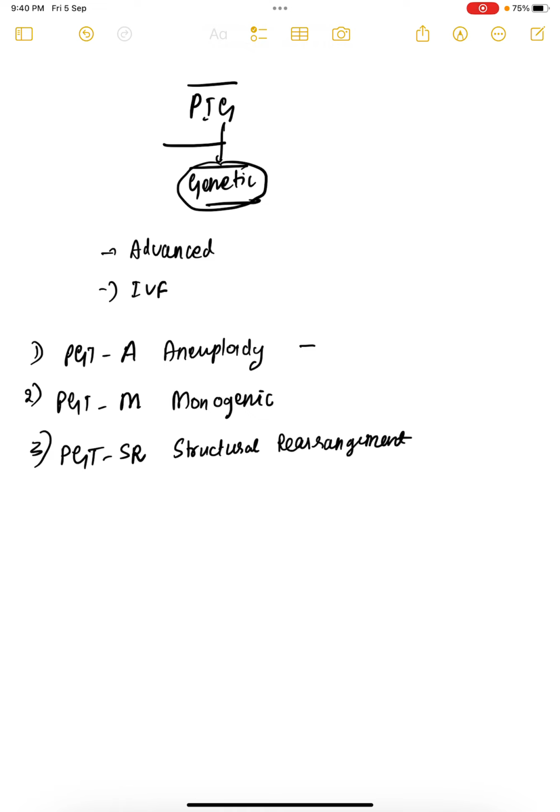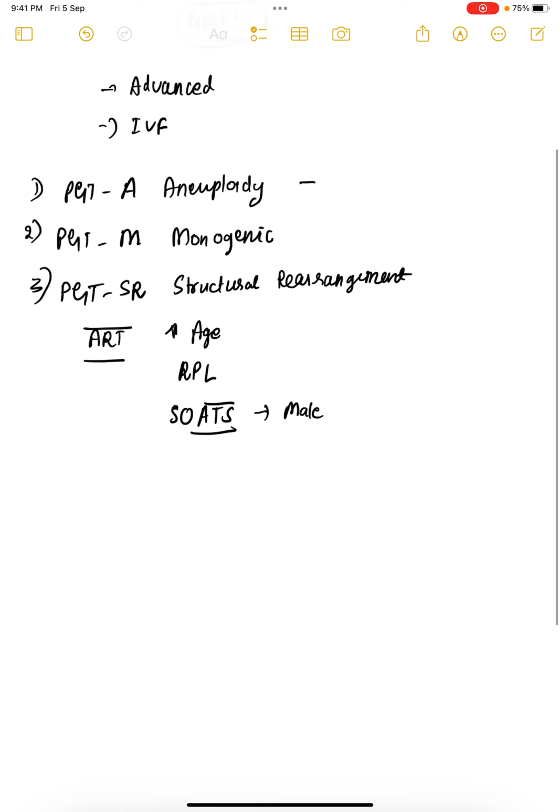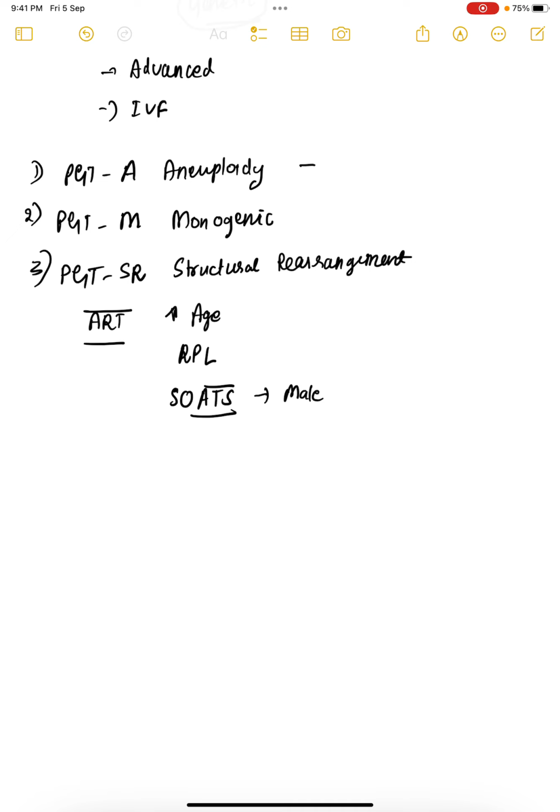So what are the indications? Mainly it is used in ART techniques, that is IVF technology, like if the mother's age is very advanced, or if the mother is having recurrent pregnancy losses, or there is severe oligoasthenoteratospermia, that is, severe male factor infertility, where the sperm has differences in motility, viability, and morphology, then we have to rule out genetic deformity in the male factor also. Or if you want to look for any carrier of genetic diseases, to avoid that disease transmission to the offspring.